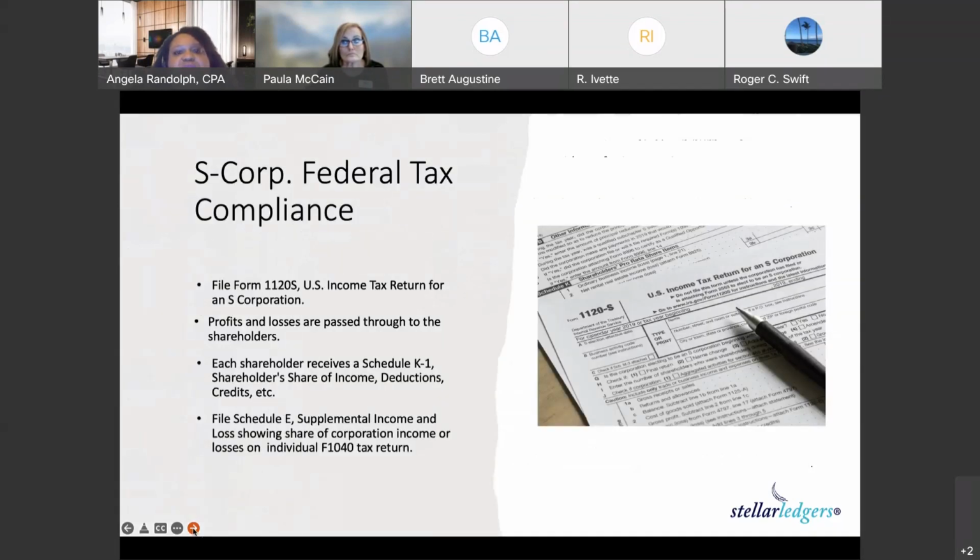So for S corporations, you're going to file an 1120S, U.S. income tax return for an S corporation. It is also an information return. All the profits and losses are going to pass through to the shareholders. You'll receive, similar to the partnership, a Schedule K1 showing your share of income, deductions and credits for you to file on your personal individual return. And similar to the partnership, the S corporation return is due on March 15th. And this year, I believe the IRS gave 3 extra days. So the individual returns and the C Corp return is due April 18th, 2022 instead of April 15th.